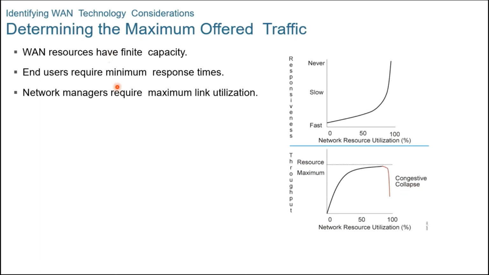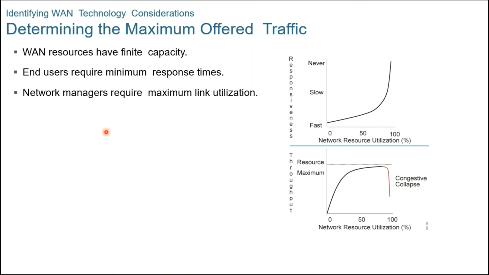The goal of every WAN design should be to optimize link performance in terms of offered traffic, link utilization, and response time. To optimize link performance, the designer must balance between end user and network manager requirements, which are usually diametrically opposed. End users usually require minimum application response times over a WAN link, whereas the network manager's goal is to maximize the link utilization.